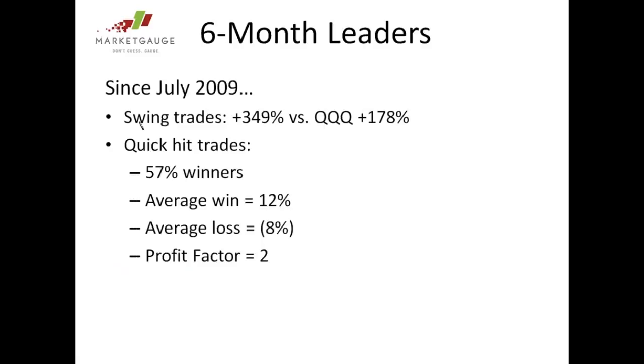And here's what it looks like. Since 2009, swing trades have been up 349% versus the Qs up 178%. And if you had a system whereby you bought the stock when it was the number one at the end of the month, so the first day of the next month you're the buyer, and you put in a 15% stop, and as long as that's the number one, you have 57% winners. Your average win is 12%, your average loss is 8%, and you get a profit factor of 2. A really basic system gives you an incredible edge.